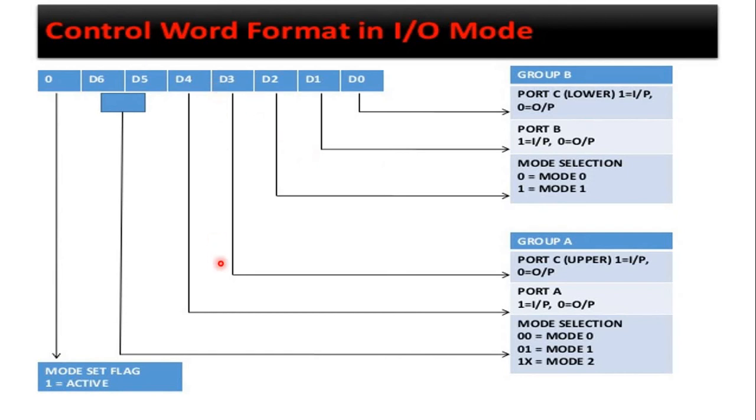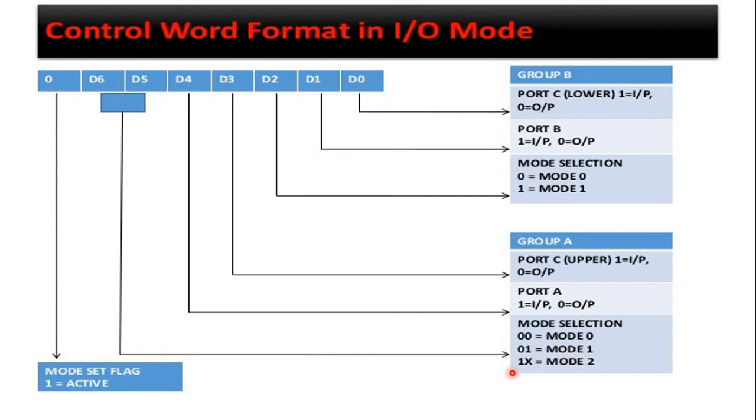Then the D3 bit specifies port C upper. If the bit value is equal to 1, port C upper acts as an input port. Suppose the bit value is 0, then port C upper acts as an output port. Then D5 and D6 specify mode selection. If both bits, D6 and D5, are 0, 0, mode 0 is selected. Mode 0 is nothing but basic input or output port. Then 0, 1 specifies mode 1 is selected. Mode 1 is nothing but strobed input or output port.